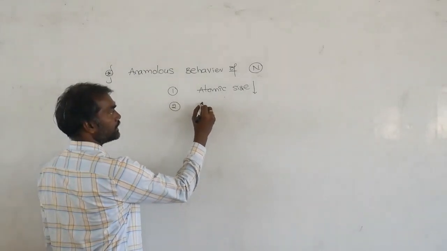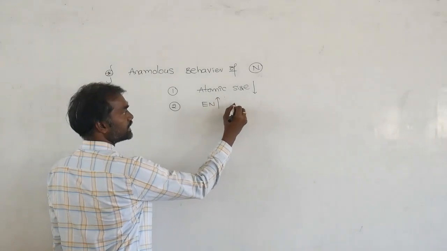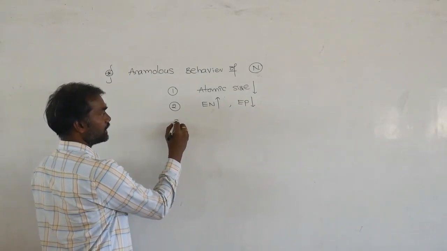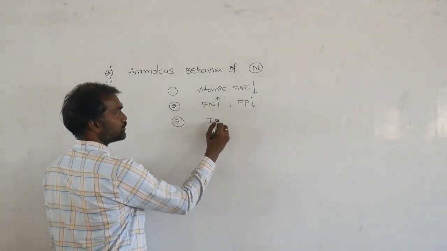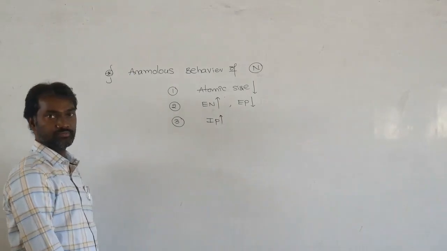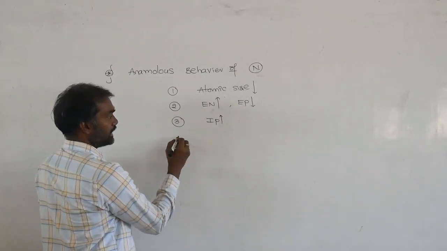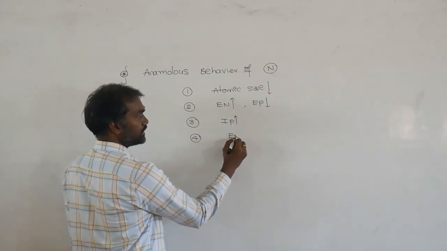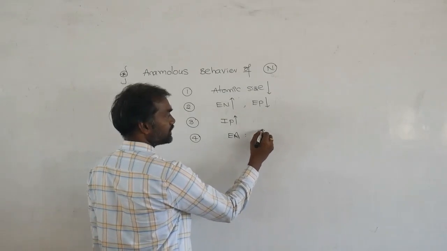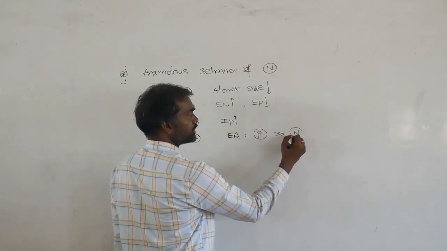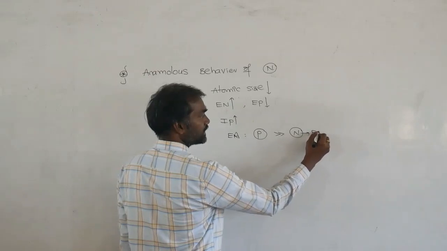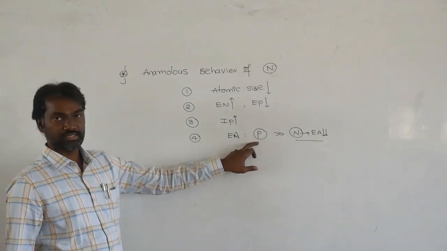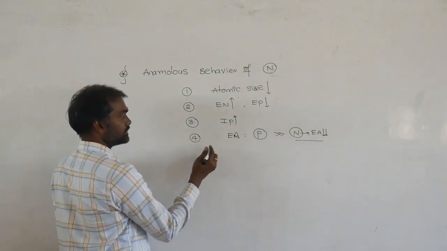Next, electronegativity is highest. Electropositivity is lowest. Next, ionization potential value is highest. Next, electron affinity is the second. If you look at electron affinity, phosphorus has a higher value than nitrogen. So nitrogen's electron affinity is low compared to phosphorus. So that is one deviation.